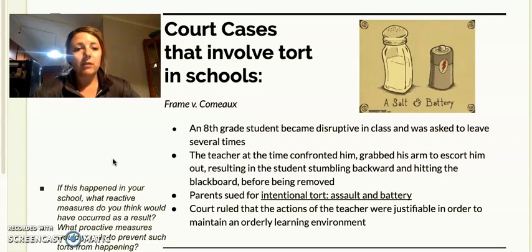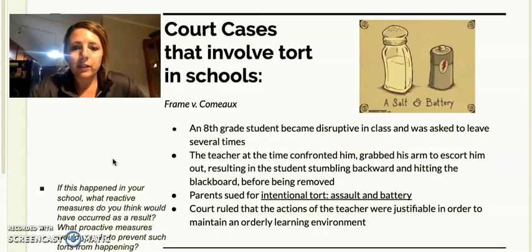He was being disruptive. A group of students was being disruptive. The teacher was not that class's teacher, but he was another teacher in the building, and he was just covering for another class. Well, the students were being disruptive, and he asked a group of them to leave, which they did, and then another student continued to be disruptive and was asked to leave several times and wouldn't.